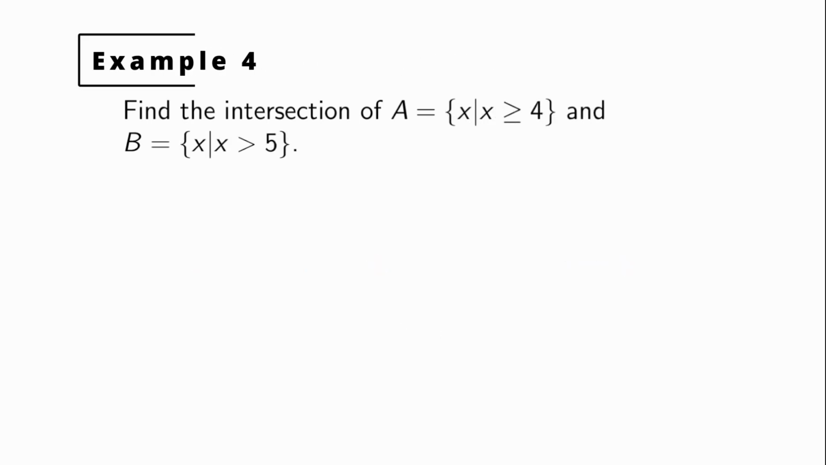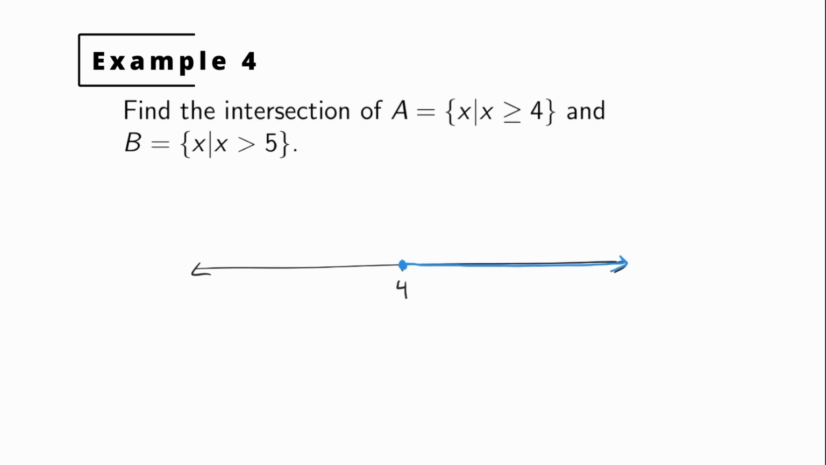Here we have an example where we want to find the intersection of sets A and B, and they're both given in set builder notation. Now again, if it's in interval notation or set builder notation, we'll just graph to see if we can figure out what's going on. So here's our number line. For A, we want x such that x is greater than or equal to 4. So let's graph that set. Here's 4. Greater than or equal to means we include 4 and anything larger than 4, which is everything to the right.